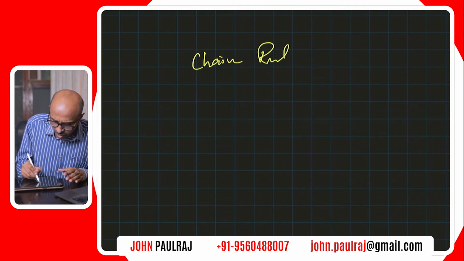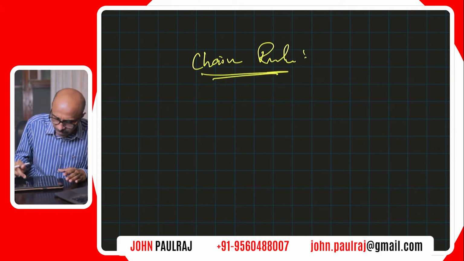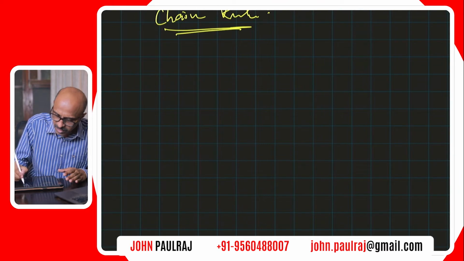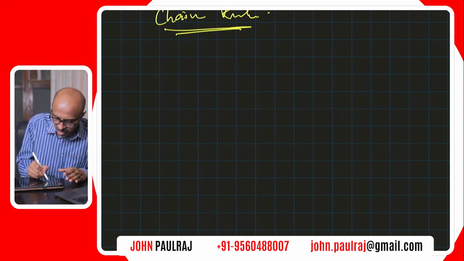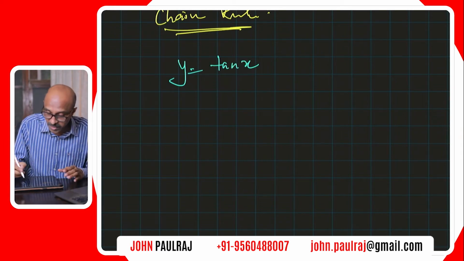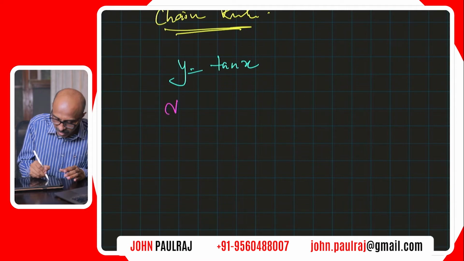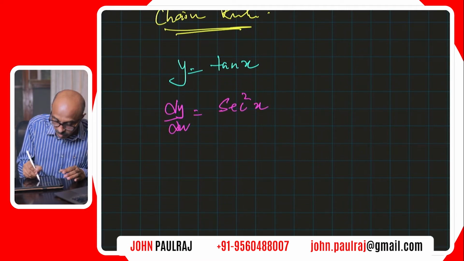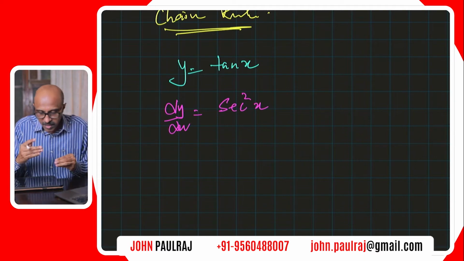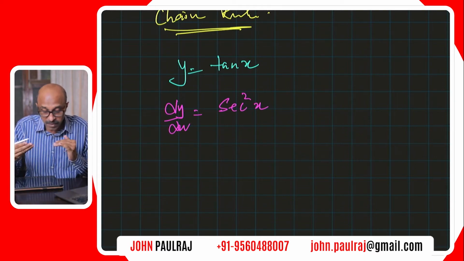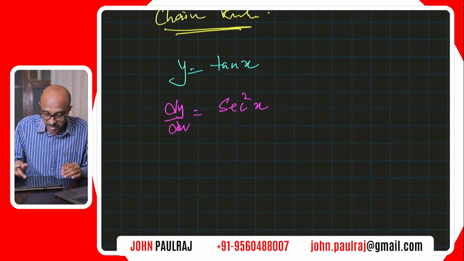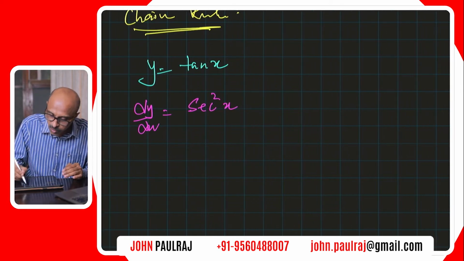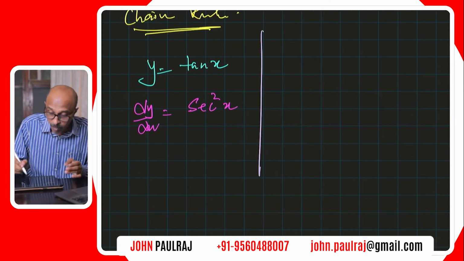So I'm just going to write down chain rule, and let's take one simple example. When you have a function like tan of x, a standard function y equals tan of x, the derivative dy by dx we know is secant square x. So when y is given as tan of x, the derivative of tan of x with respect to x is secant square x. You can't use this rule directly if it were a composite function.